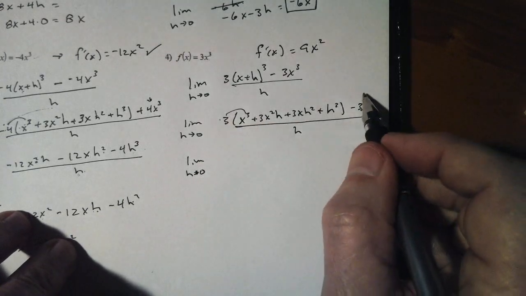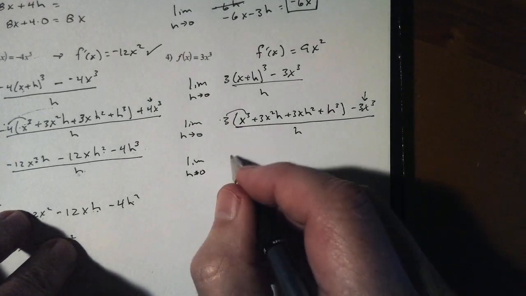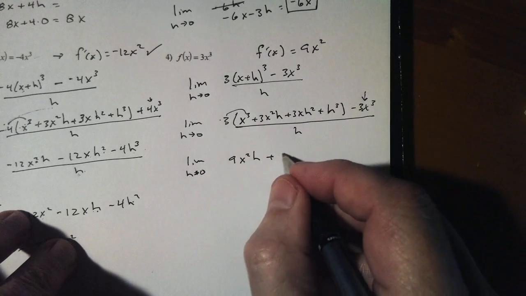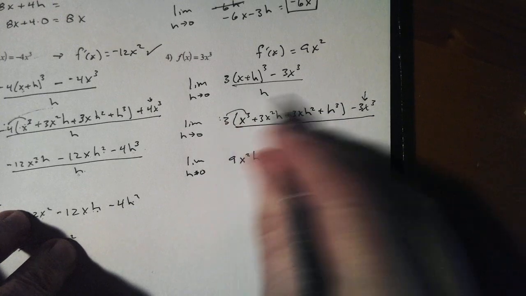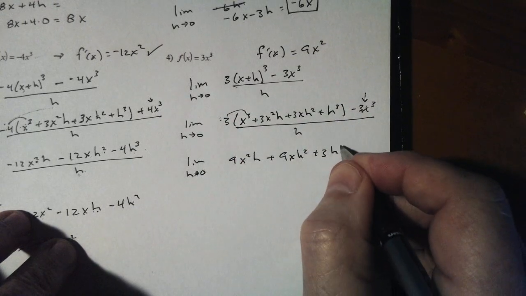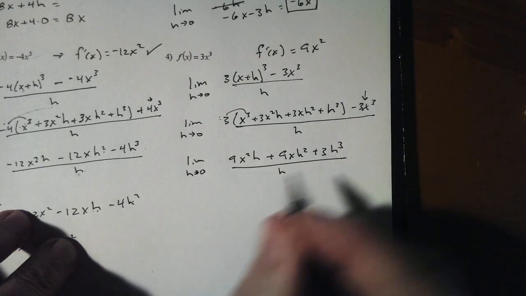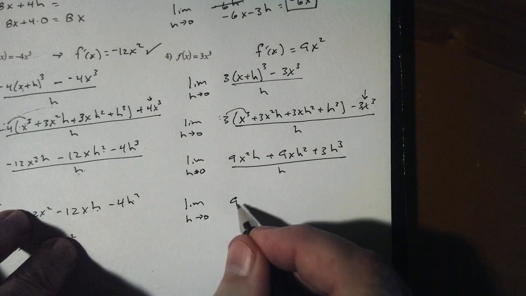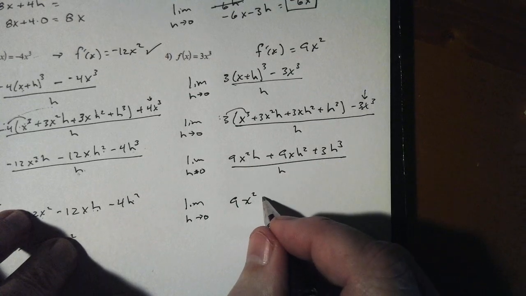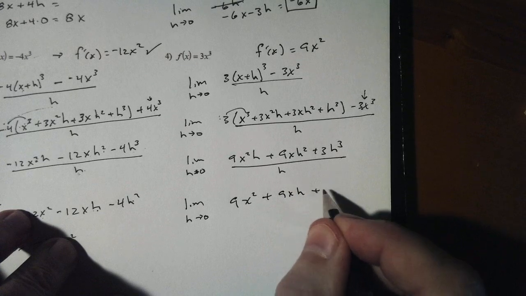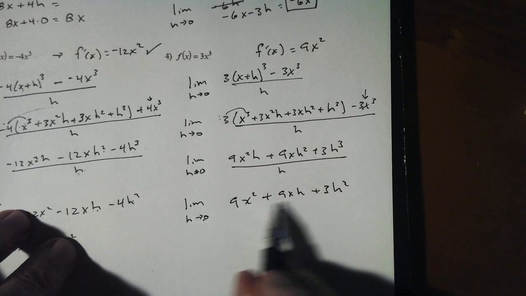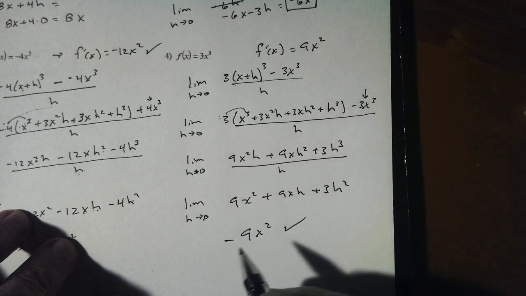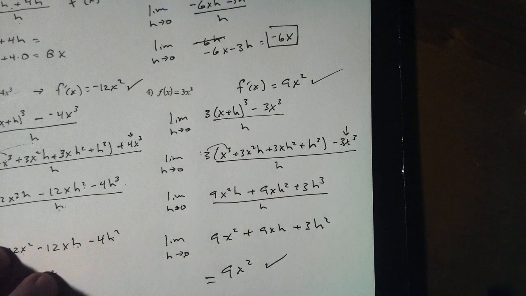When I distribute, there's the magic, and I get 9x squared h plus 9xh squared plus 3h cubed on h, cancel an h. The limit as h approaches 0 of 9x squared, reducing by h, plus 9xh plus 3h squared. Now we put 0 in, and I get the 9x squared that we knew we should get.